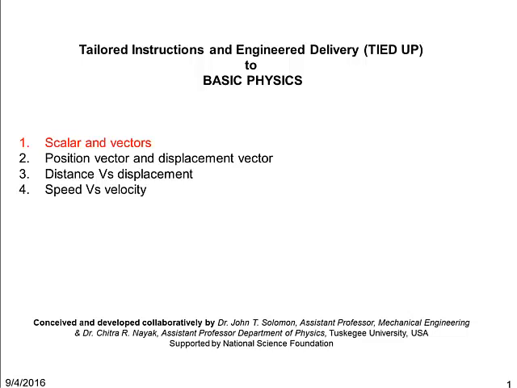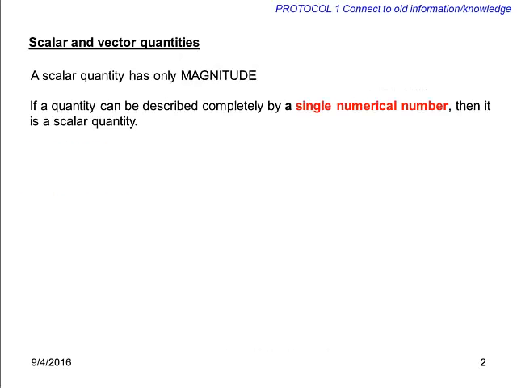In this video, we review the concepts of scalars and vectors and introduce the elementary concept of the position vector. In a very simple sense, we can say that a scalar quantity has only magnitude. If a quantity can be described completely by a single numerical number, then it is a scalar quantity.